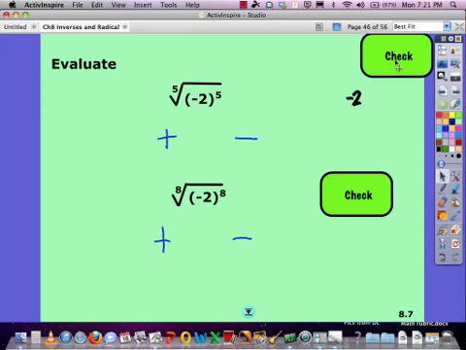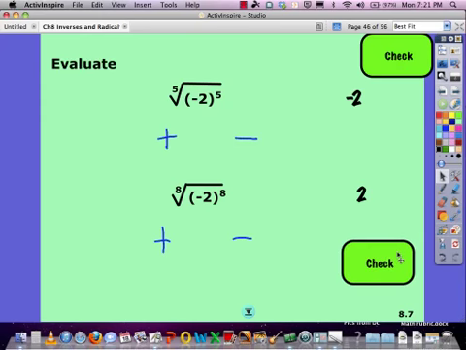Top one should have been negative. Bottom one should have been positive. And here's the reason. A negative 2 would be 5 negative numbers. 1, 2, whoops. 1, 2, 3, 4, 5. Every group of 2 gives me a positive. So when I multiplied just negative 2 to the 5th, I would have had a negative number underneath.